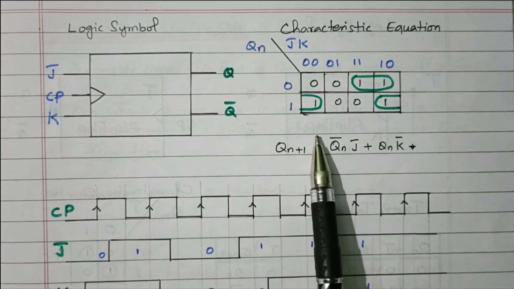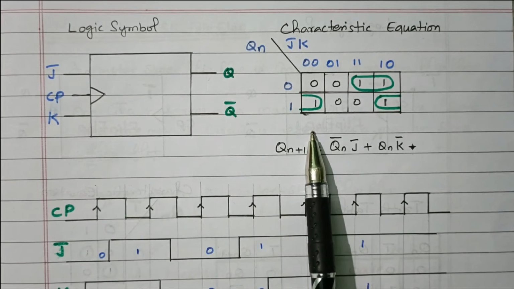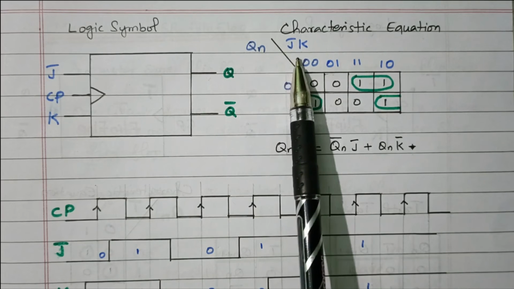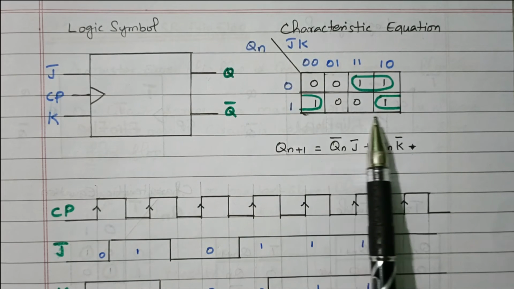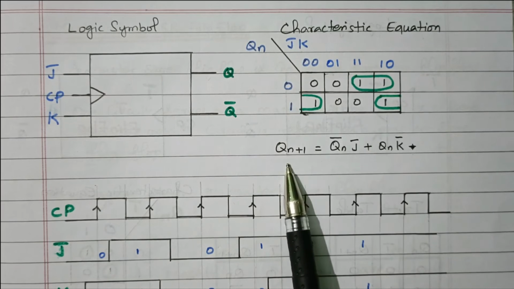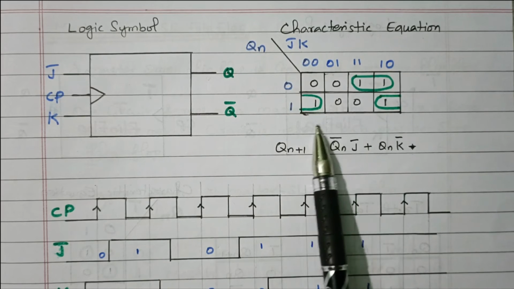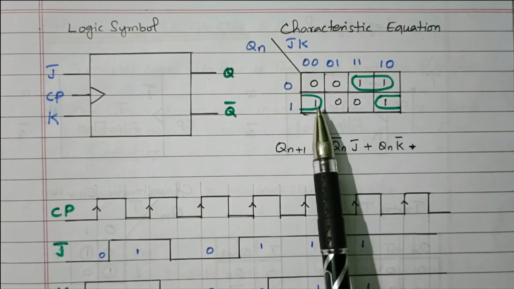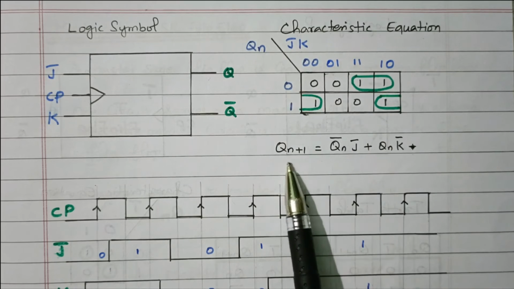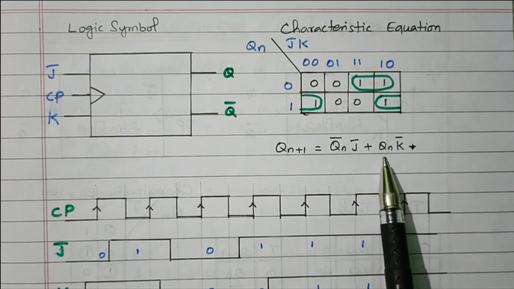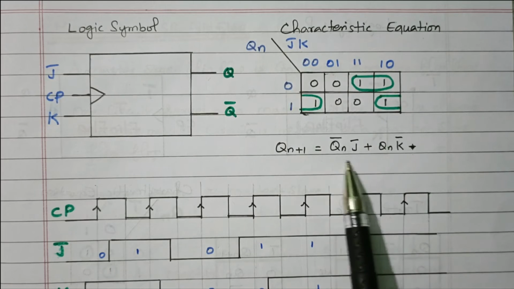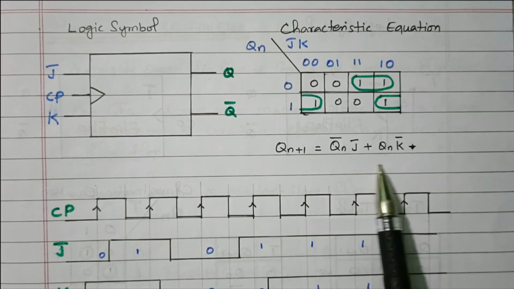From the excitation table, Qn and J K, we can see that by using a K-map we can identify Qn plus 1 from the truth table. So what is the output? Qn plus 1 equals Qn bar J plus Qn into K bar. So this is the characteristic equation of the JK flip-flop.